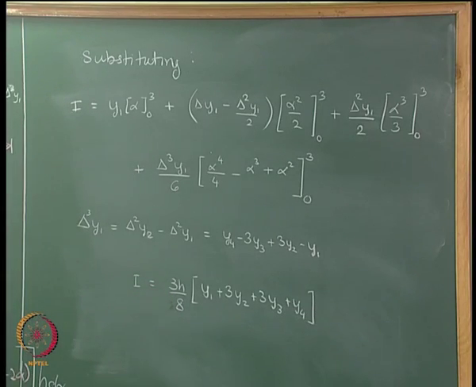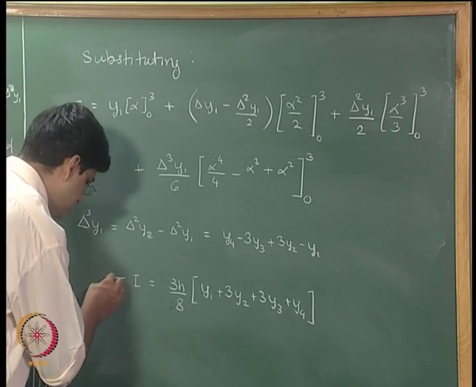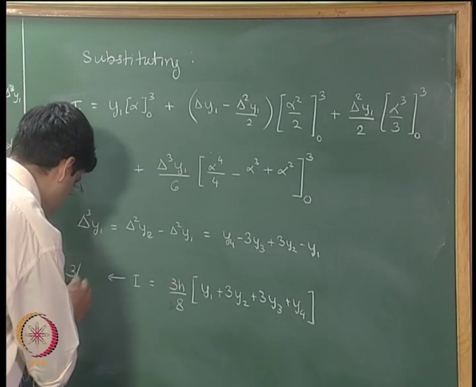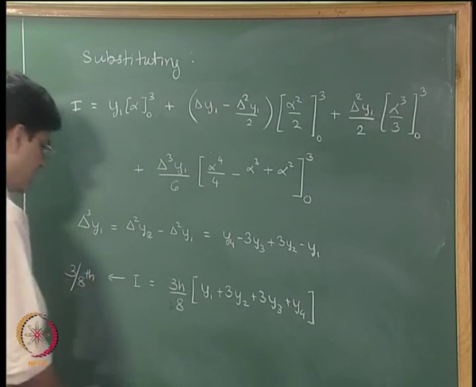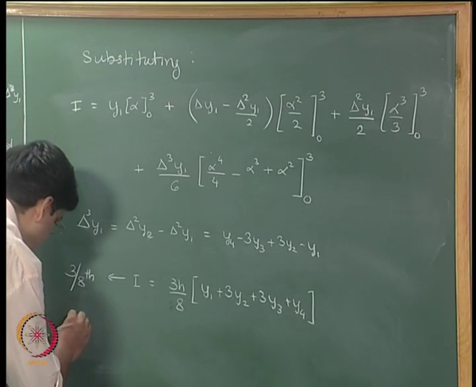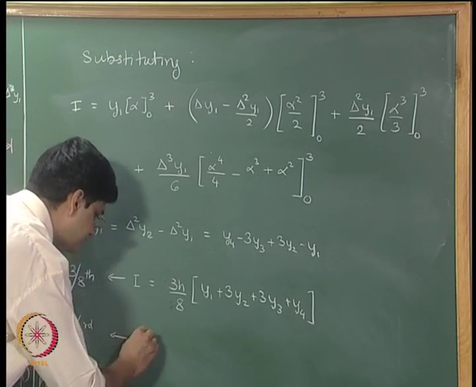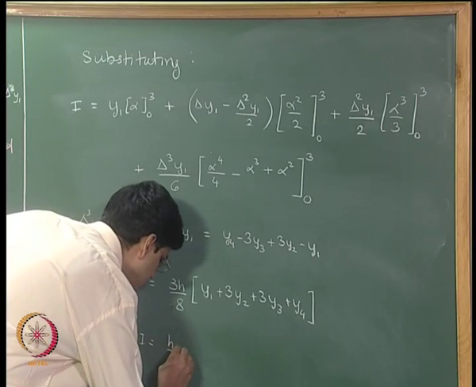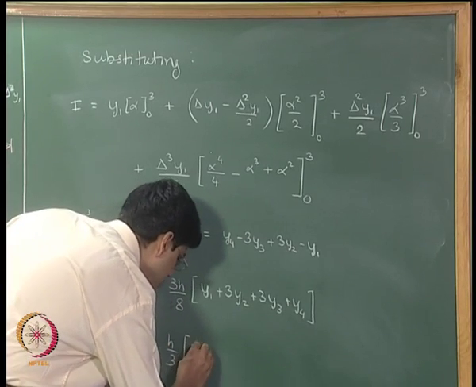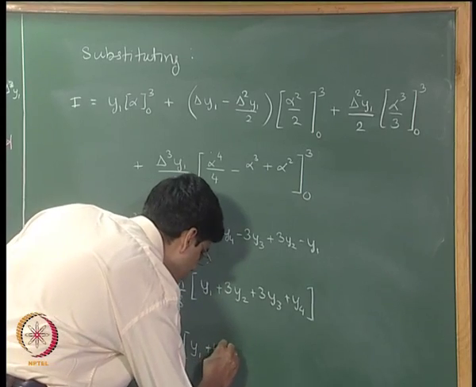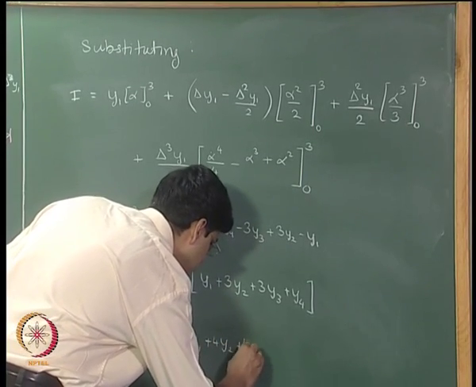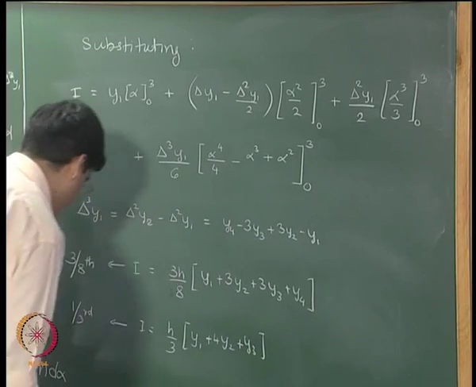Okay. So just to recap, the Simpson's 3/8 rule is this guy, and the Simpson's 1/3 rule is I equal to h by 3 multiplied by (y1 plus 4y2 plus y3).